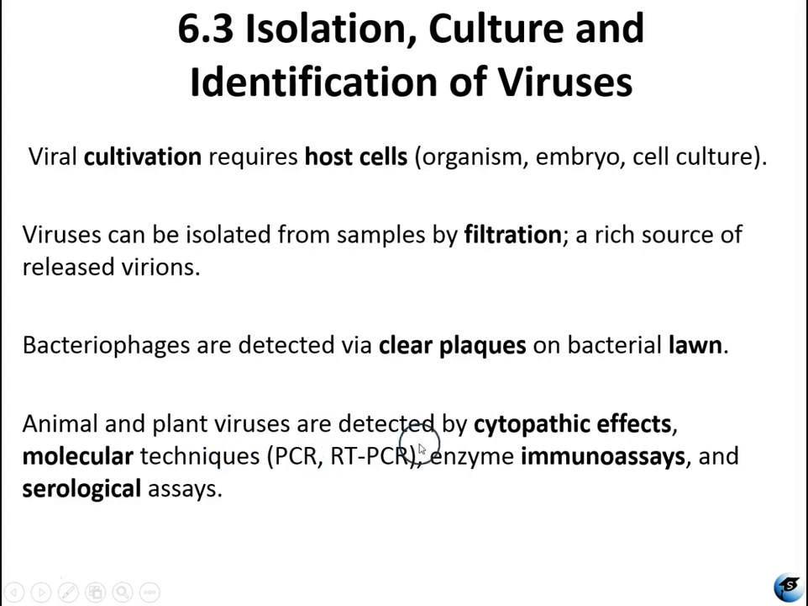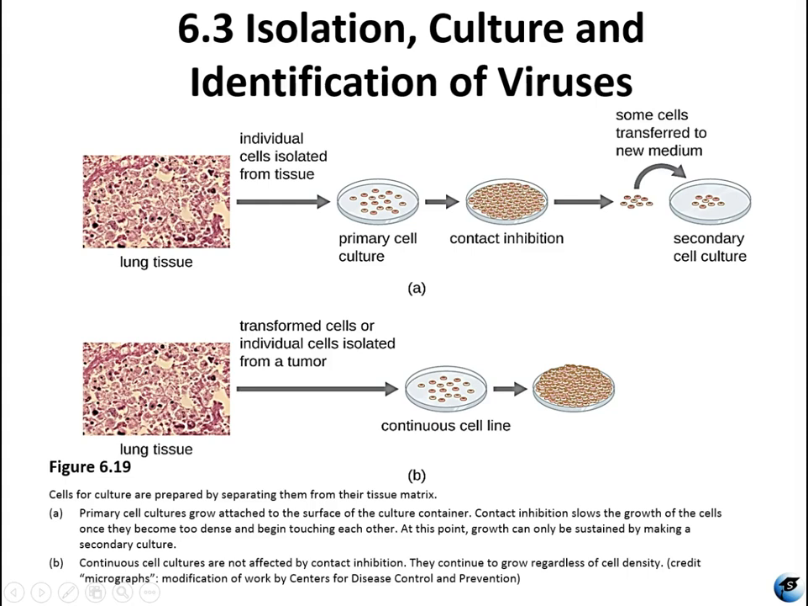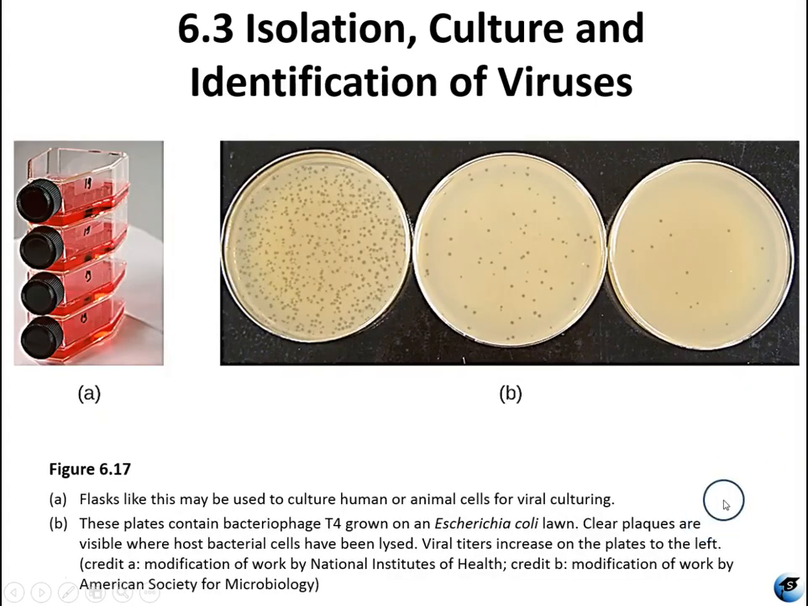Animal and plant viruses, they're a little bit more difficult to detect and to quantify than bacterial viruses, right? But you can, using cytopathic effects, different molecular techniques, immunoassays, and then serological assays. So figure 6.19 is showing cell culture. So these are lung tissues. What they do is they grow them out in a lab, and then they do a controlled infection, right? And then you can actually observe the lung cells to see if they have transformed or if they're forming tumors and the like. And then this is showing how you can count viruses using the plaque assay, right?